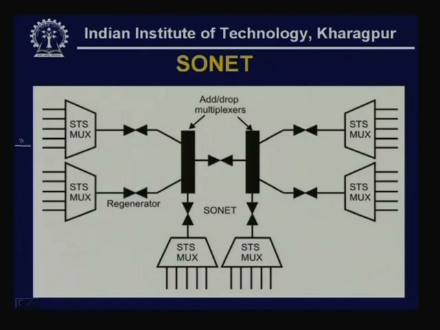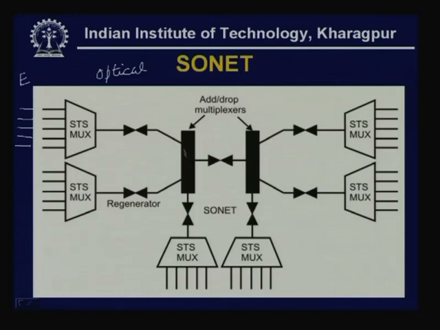Electrical signals coming from different users go to the STS multiplexers, where they are converted into optical signals. The optical signal goes through, and if necessary it is regenerated with the help of a regenerator, which is nothing but some kind of amplifier. In the regenerator the noise is removed and the signal is regenerated, and in fact it does more than that, as we shall see. From the regenerator it goes to the add drop multiplexer.